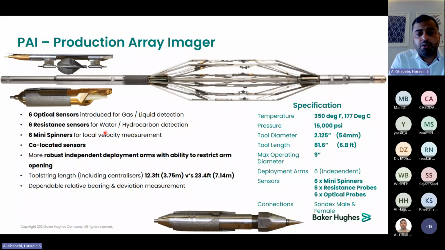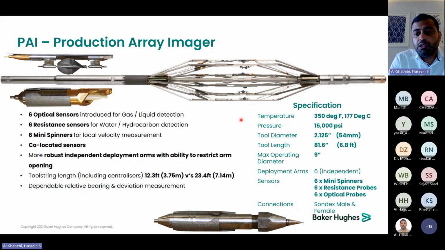Then, as I mentioned, all the sensors now are co-located. Also, we are changing the arms. It is more robust compared to the bowstring in the MAPS. And you can see also the tool length is now reduced almost by 50% from the MAPS. So PAI has 12.3 feet length with centralizers. For MAPS, it is 23.4 feet with centralizer.